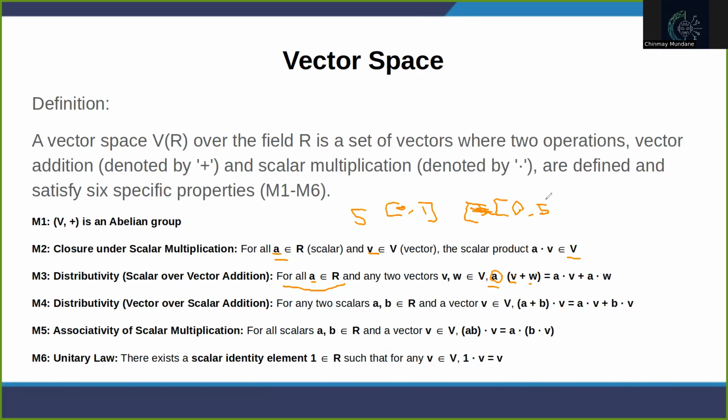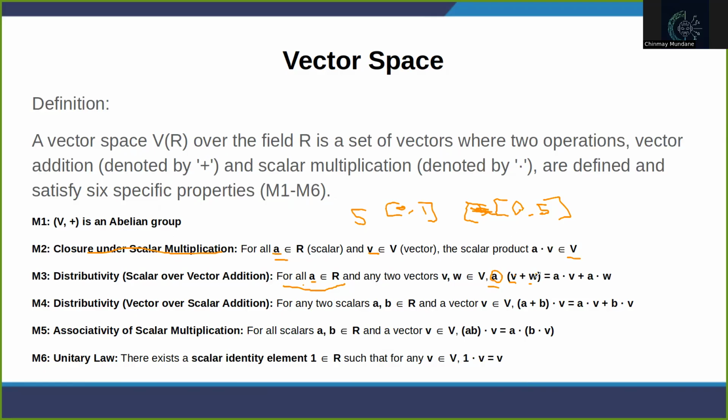So (0, 5) also belongs to the same set of real numbers and the same set of vectors, because there's nothing that changed here. So this belongs to the same vector space under scalar multiplication. For distributivity, there's one scalar and there are two vectors, v plus w.